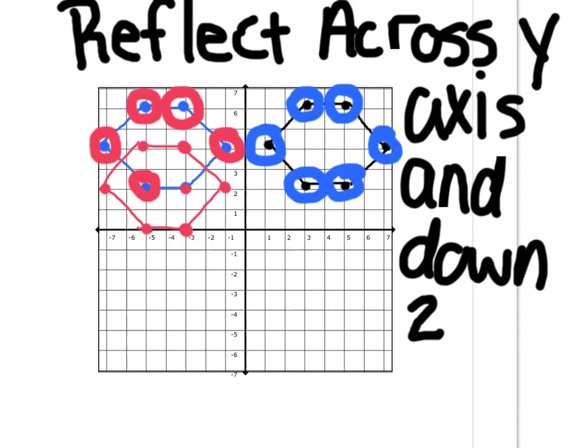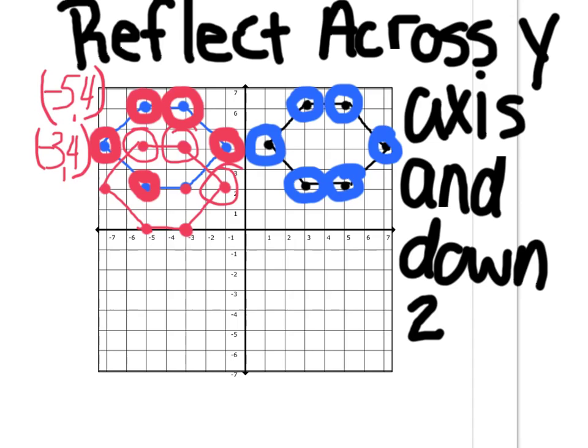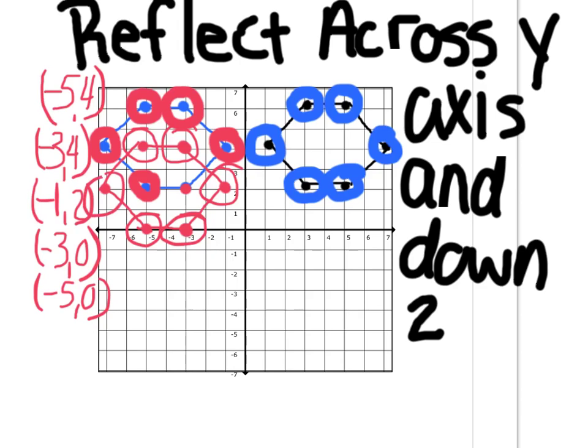So your final answer should have been this point, which was negative 5, 4. This point is negative 3, 4. This point's negative 1, 2. Negative 3, 0. Negative 5, 0. And negative 7, 2.